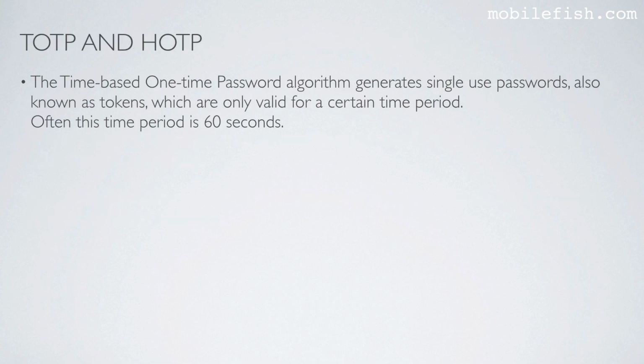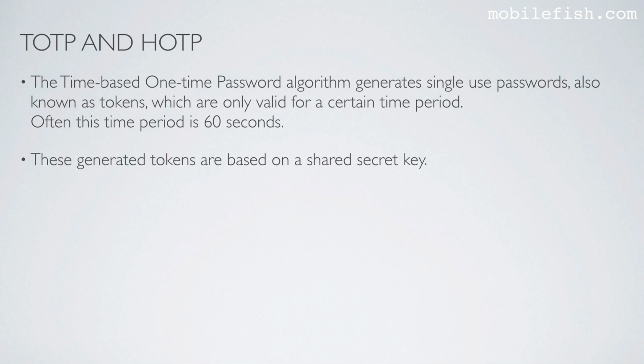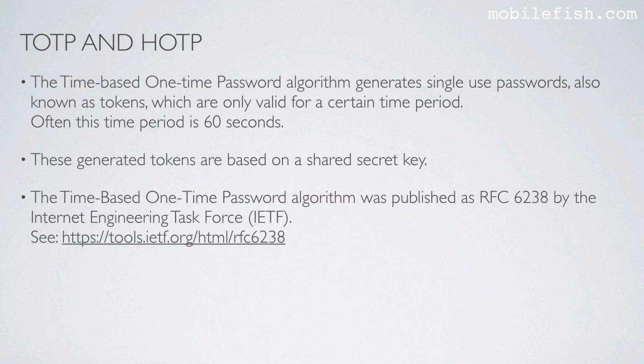The time-based one-time password algorithm generates single-use passwords, also known as tokens, which are only valid for a certain time period. Often this time period is 60 seconds. These generated tokens are based on a shared secret key. The time-based one-time password algorithm was published as RFC 6238 by the Internet Engineering Task Force. For more information, see this link.